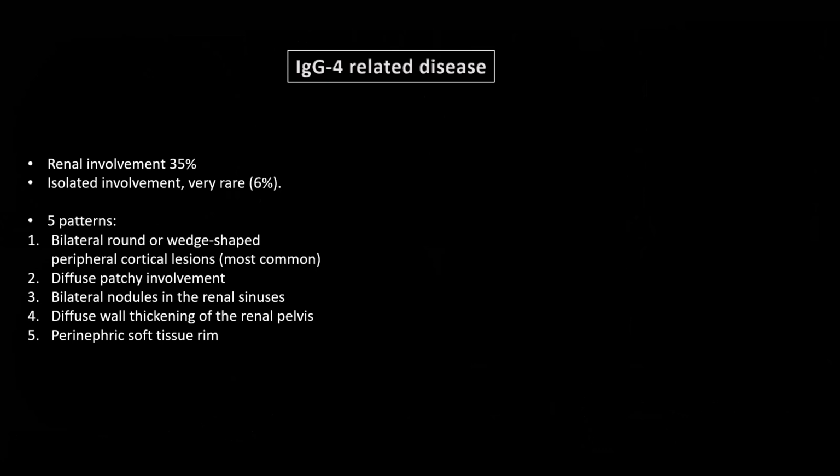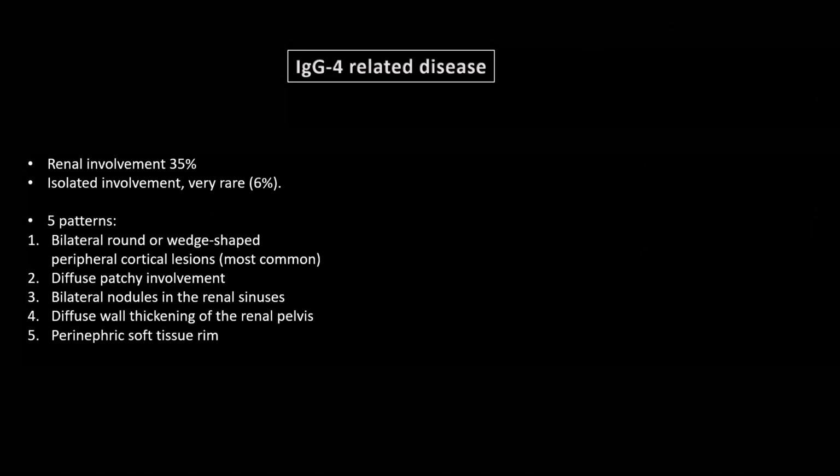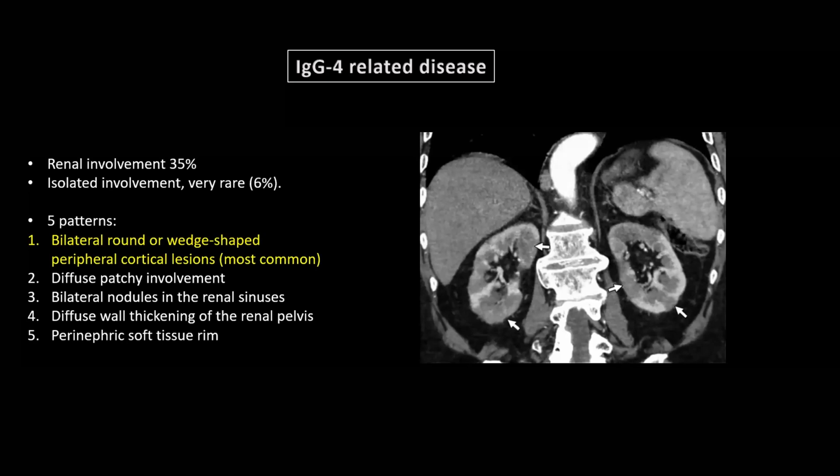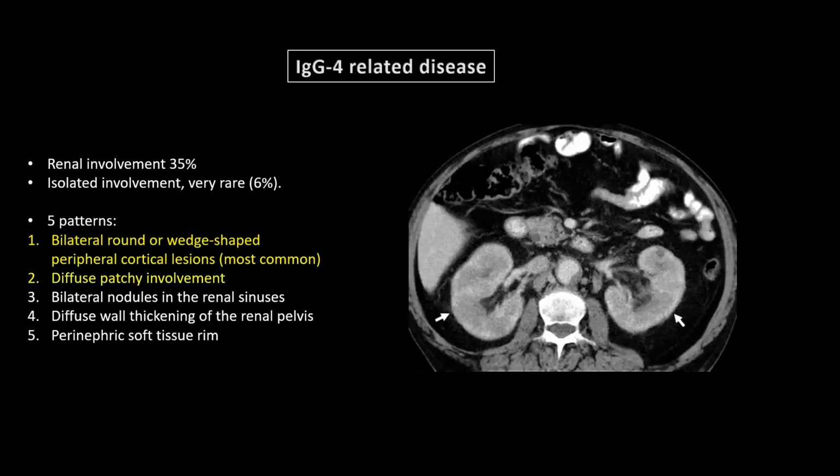It's IgG4 related disease. Renal involvement in this disease occurs in 35% of patients. However, its isolated involvement is rare, and it occurs in only 6% of cases. In IgG4 related disease, we have multiple patterns of involvement of the kidneys. The most common pattern is the bilateral round or multifocal-like appearance of involvement of the kidneys, as we can see in this case. We have another pattern, which is the diffuse enhancing involvement of the parenchyma of the kidney, as you can see in this example.